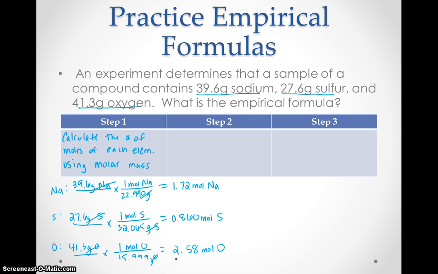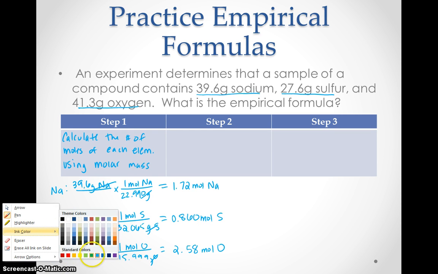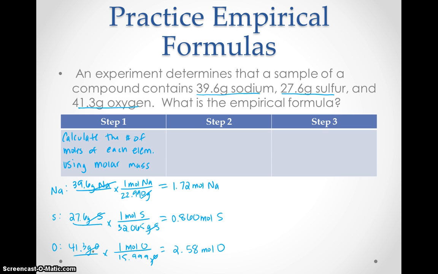So I'm almost there. The only issue is when we look at a chemical formula, I can't have decimal places as my subscripts. I have to turn these things into whole numbers. And that's where step 2 comes in. I'm going to do this one in green. In step 2, we're going to create a ratio. So we're going to divide each number from step 1 by the lowest number calculated to determine the subscript for our compound.